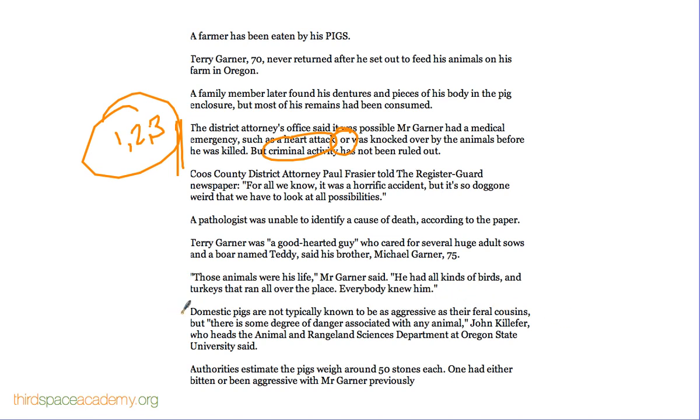And there's another one down here. Domestic pigs are not typically known to be aggressive, but there's some degree of danger associated with any animal. And there's another one. One had either bitten or been aggressive with Mr. Garner previously. So we can see there, it's just bits of information that you'd write down, and then when you get the answers down, it might be something like this.